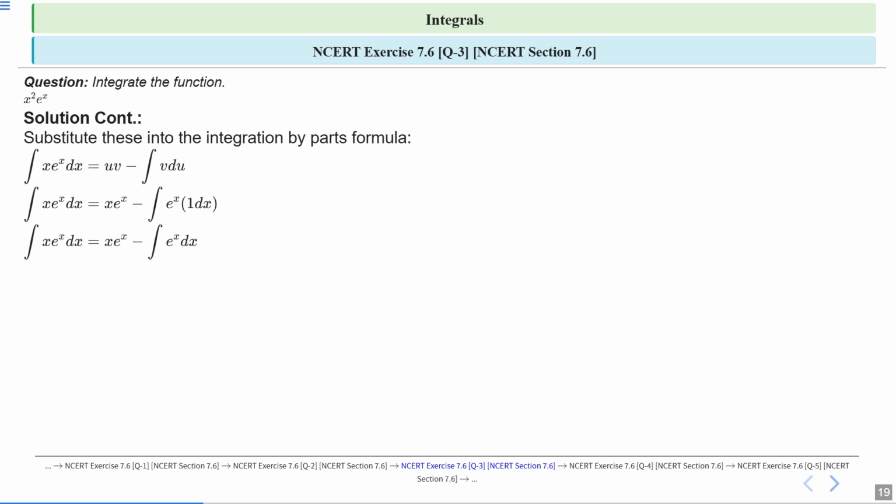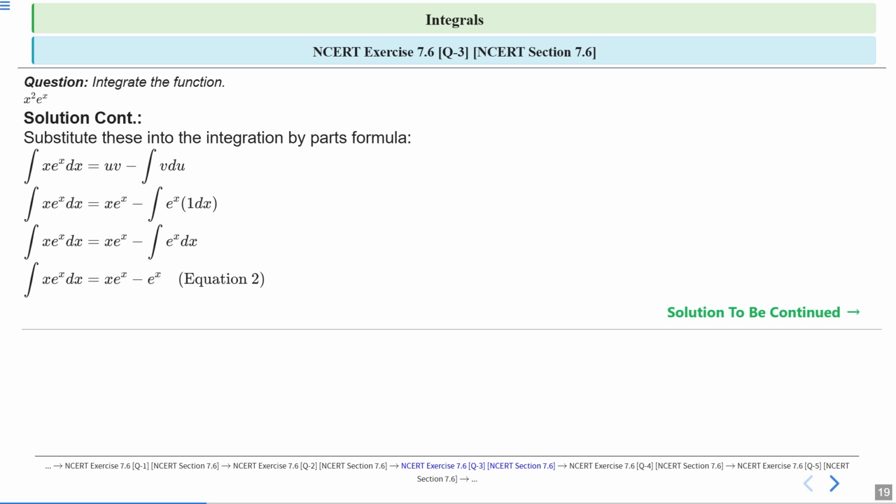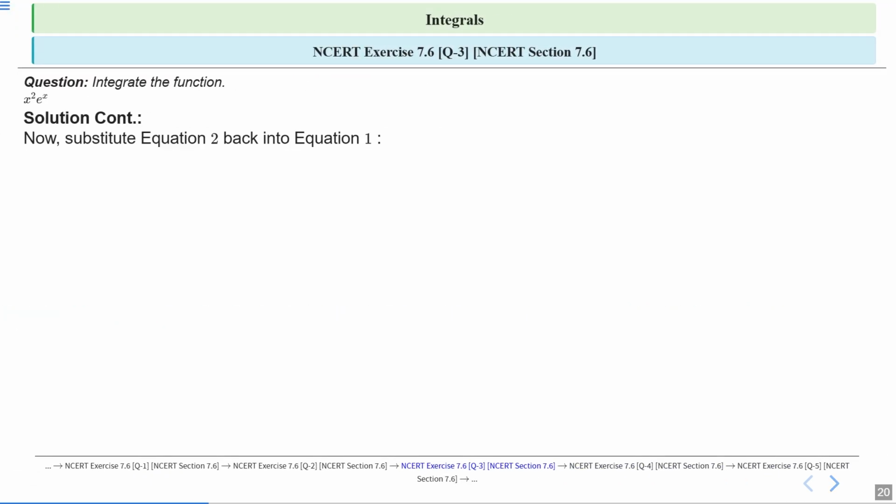So when we simplify it, we get x e^x minus e^x. So the integration of x e^x is x into e^x minus e^x. Now substitute the value of integration of x e^x into the equation of integration of x² e^x. So we get integral equal to x² into e^x minus 2 into (x e^x minus e^x) plus c.